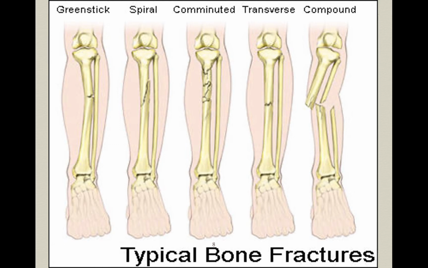Transverse fractures are the most common type. It's just a break straight across. It's the most common that you're going to see. It just happens when something hits the bone at that perpendicular angle. Compound fractures mean the bone has broken through the skin, usually caused by either high velocity or high force. Again, this is very serious and is usually the one that causes infection.